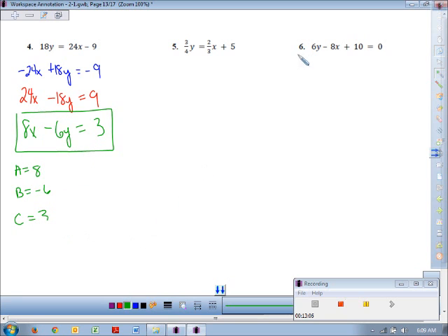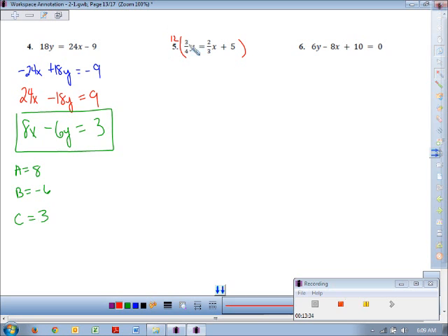So, remember, to be in standard form, A, B, and C always have to be integers. So, these are all integers. In number 5, we got rational numbers in there, all those fractions, this 3/4 and this 2/3. Can't have it in standard form, so let's clear the fractions. Let's multiply every term by the least common denominator, or the least common multiple, I should say, and that would be 12. 12 is the smallest number that goes into both of those.